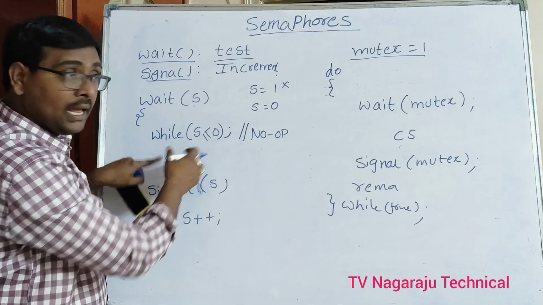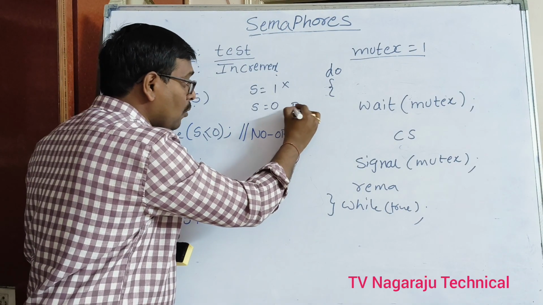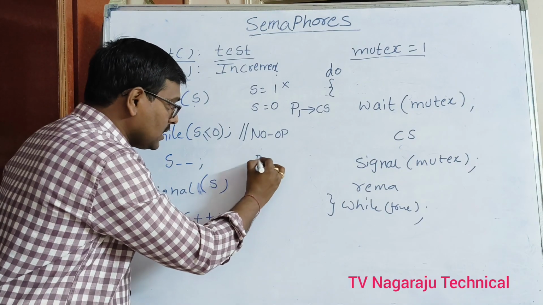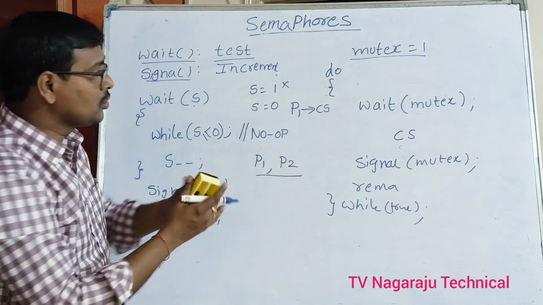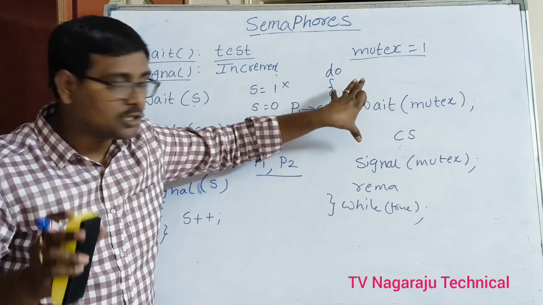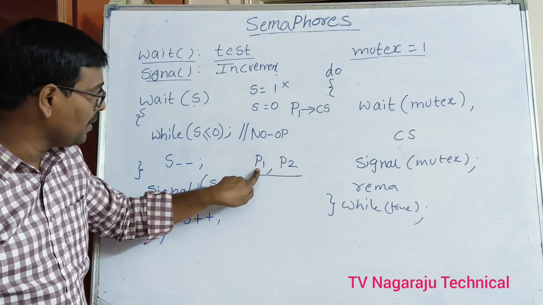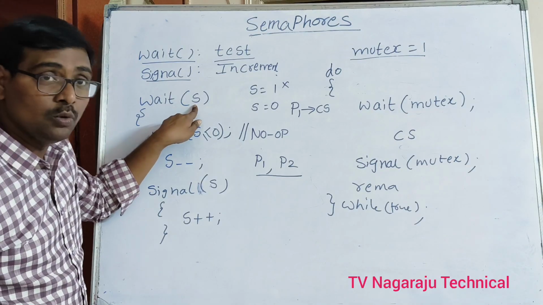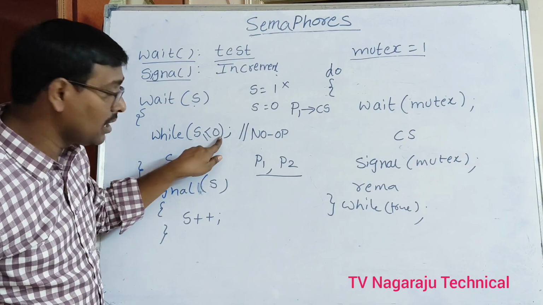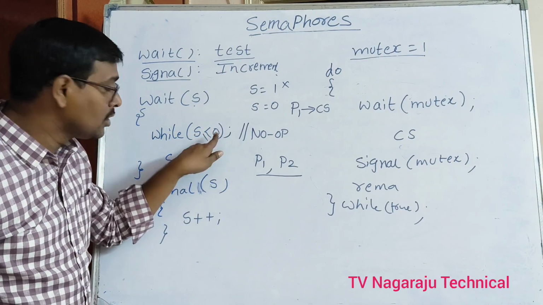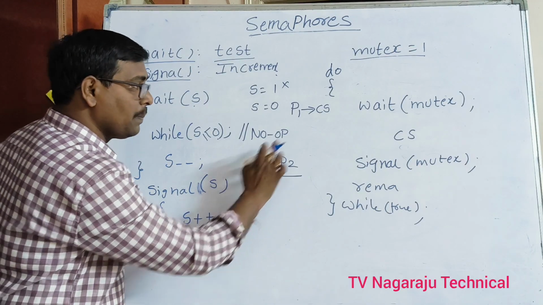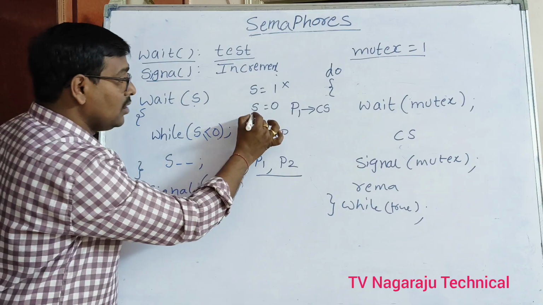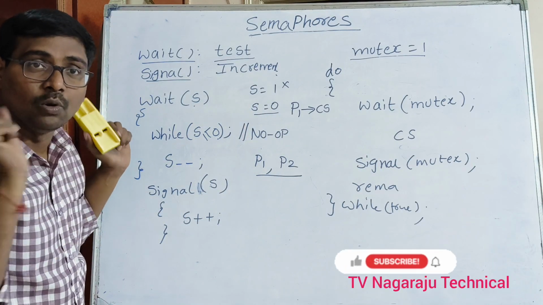And meanwhile, what happened? The process P1 enters into the critical section. Suppose I have two processes, P1 and P2. First, this is called by P1. Assume this logic is called by P1. Now P1 calls wait of mutex. Now mutex value is equal to 1. 1 less than or equal to 0, condition false. So if the condition is false, in the sense the P1 enters into the critical section, immediately S value is decremented. Now S is equal to 0.